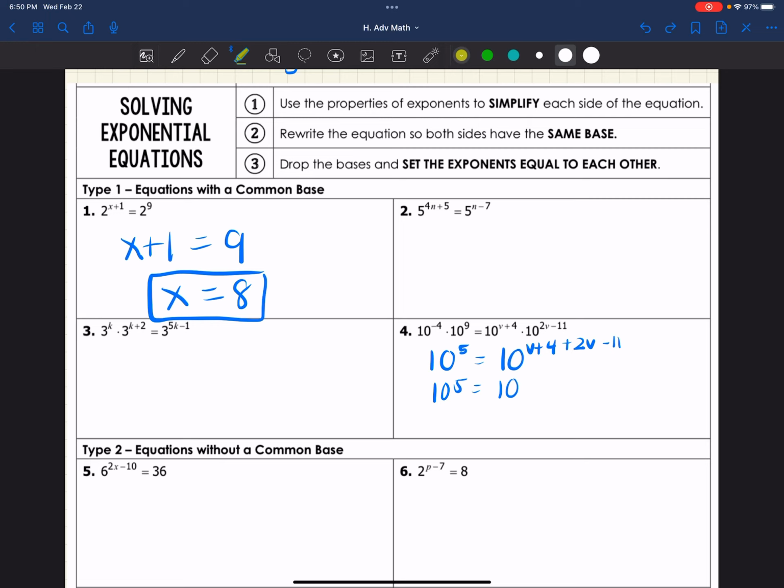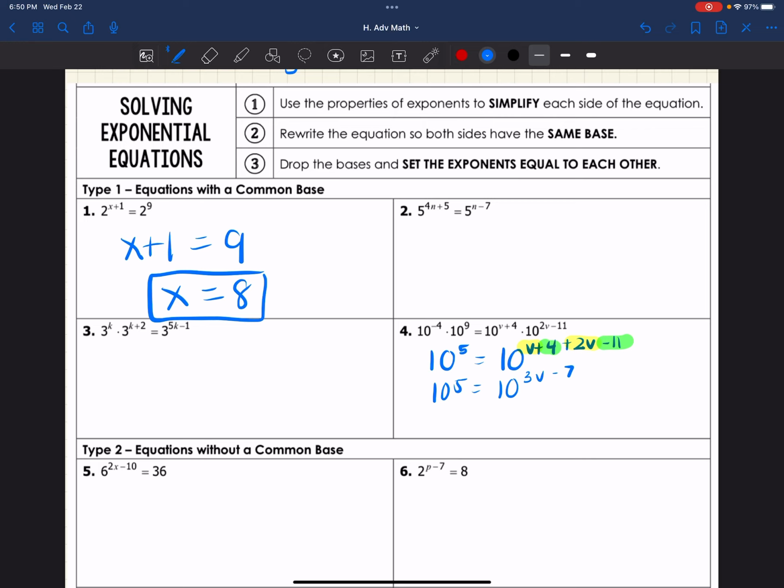we can obviously tell here that, I meant to use the highlighter, that v can be combined with 2v, and then 4 can be combined with negative 11. So that would go ahead and give us 3v minus 7. And now you should notice that both sides have the same base.